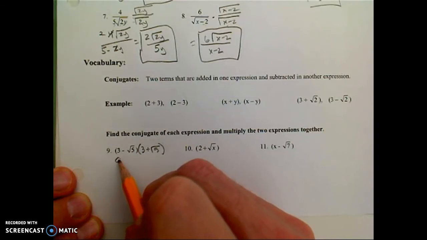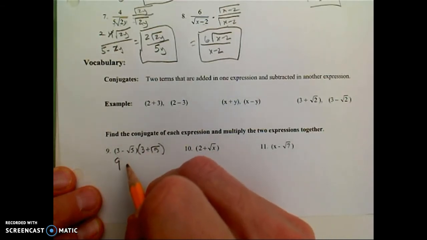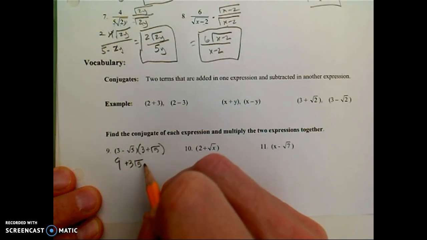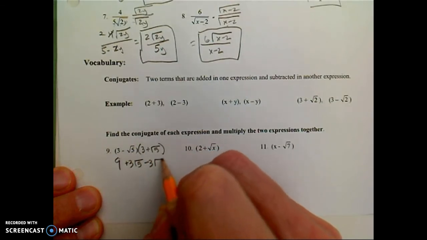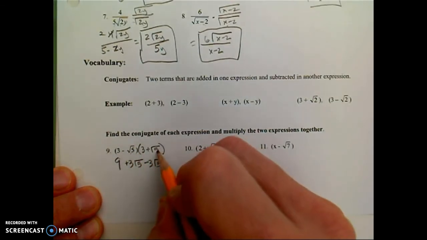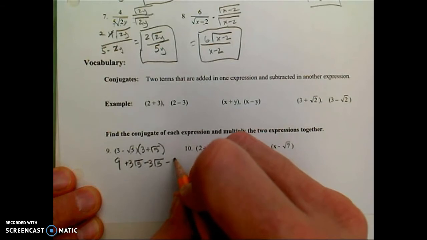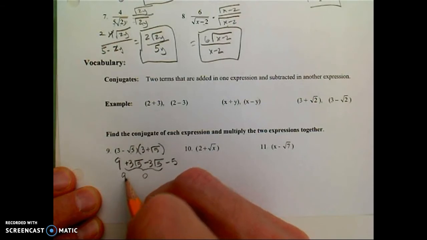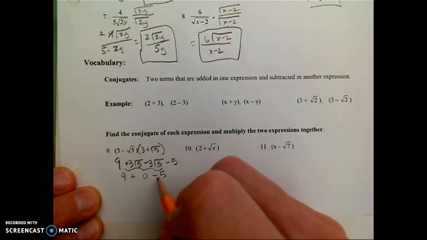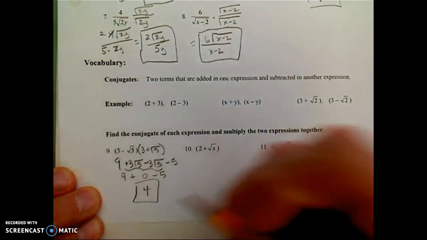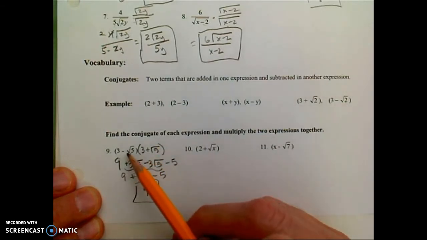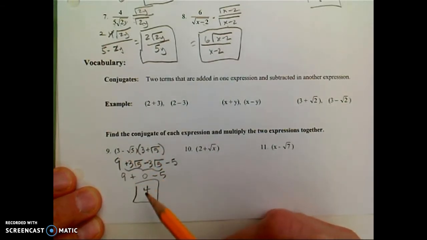So 3 times 3 is 9. 3 times square root of 5. And then I have a 3 times the negative square root of 5. So that's minus 3 times square root of 5. And then square root of 5 times square root of 5 is just 5. Well, look what happens here. 3 times square root of 5 minus 3 times square root of 5, that's just 0. I have 9 plus 0 minus 5. This expression, when I multiplied it out, was equal to 4. You'll notice that no longer is there a radical in that expression.